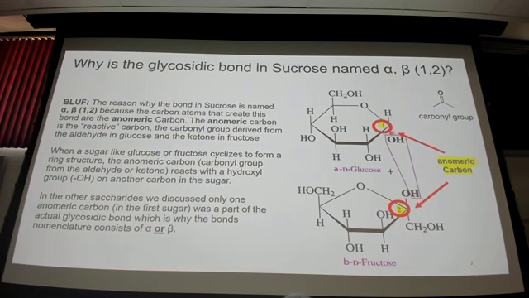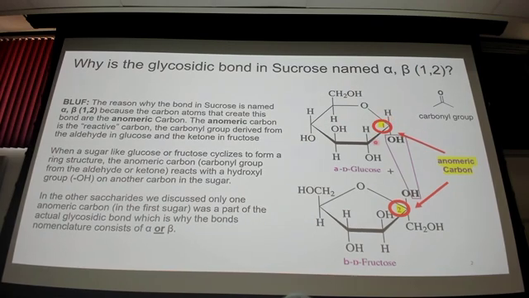In all of the other disaccharide molecules, there's only one carbonyl group that makes up the bond. So that's why, for lactose, it is beta 1,4. But with sucrose, sucrose is a keto sugar, and glucose is an aldehyde.